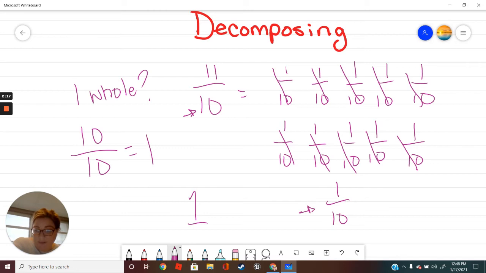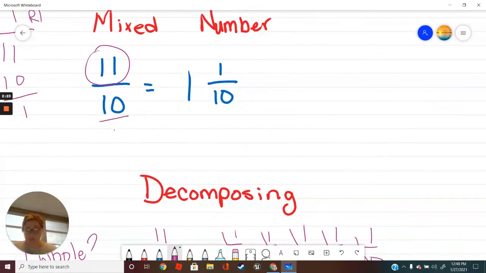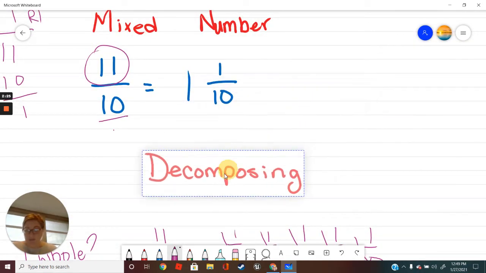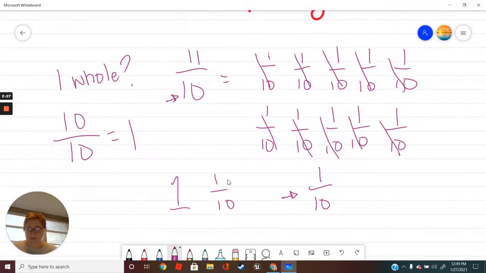How much did you have left over? Well, I have 1/10 left over. Remember up here when we did it? That is our number, 1 and 1/10, right? So this is a way that you can figure out your improper fraction to mixed number. You can decompose the whole thing. Now, will it be hard if you have big numbers like a denominator of 20? Yes. It's going to take a lot of time.